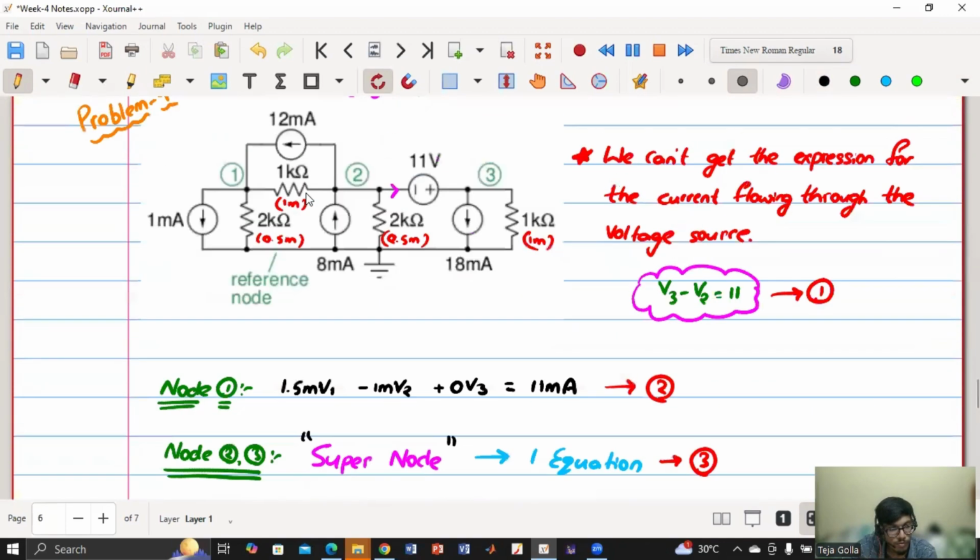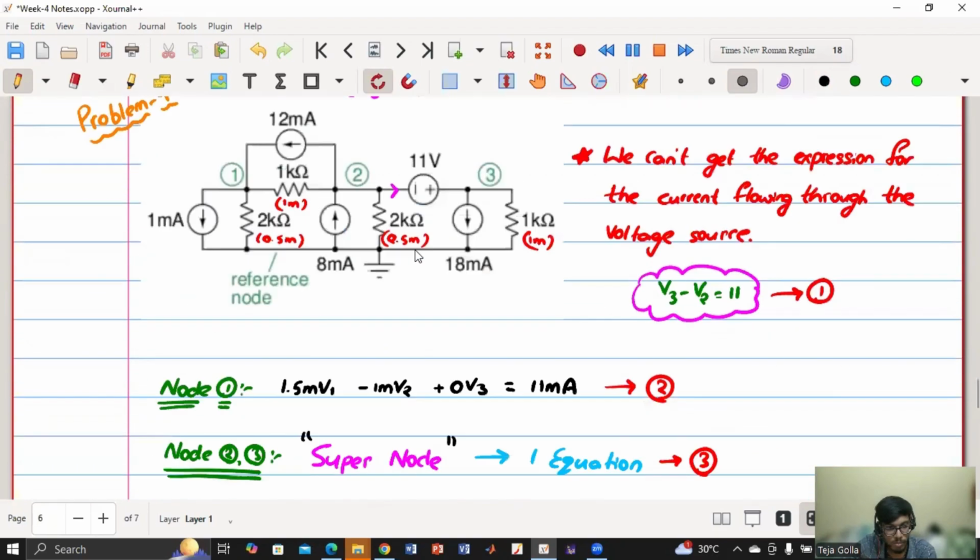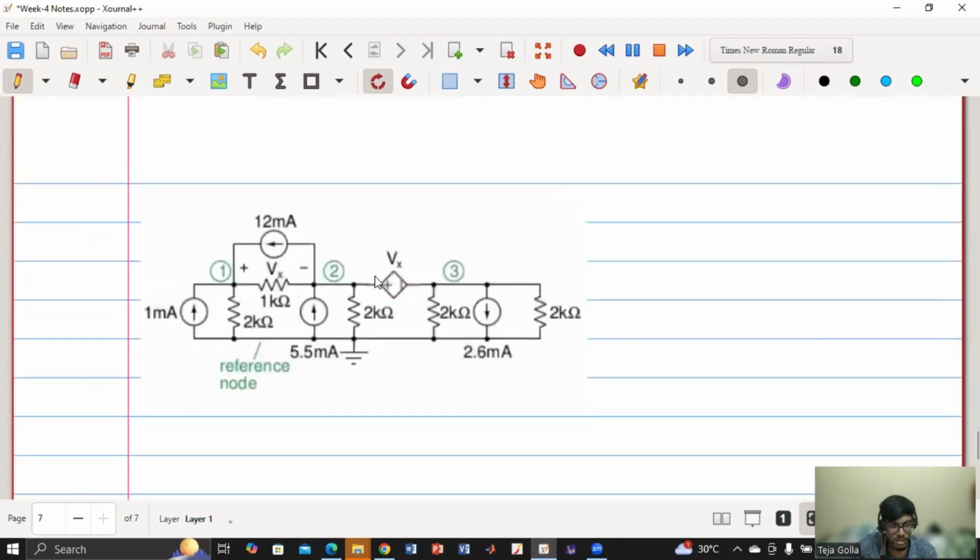This is problem 4, right? This is 4, this is 3. So this is our fifth problem. Today, problem 5. Today's session is more problem oriented.